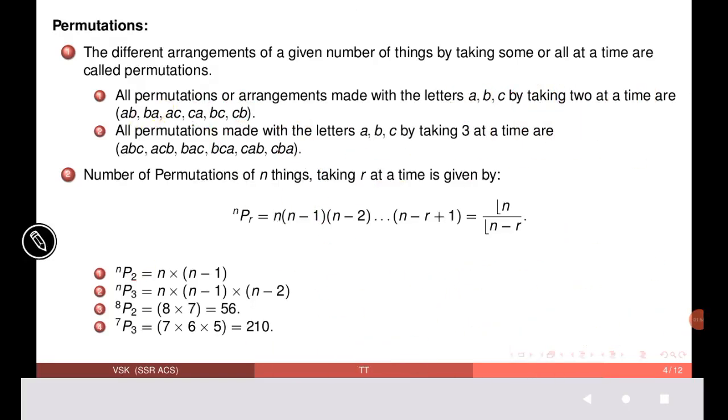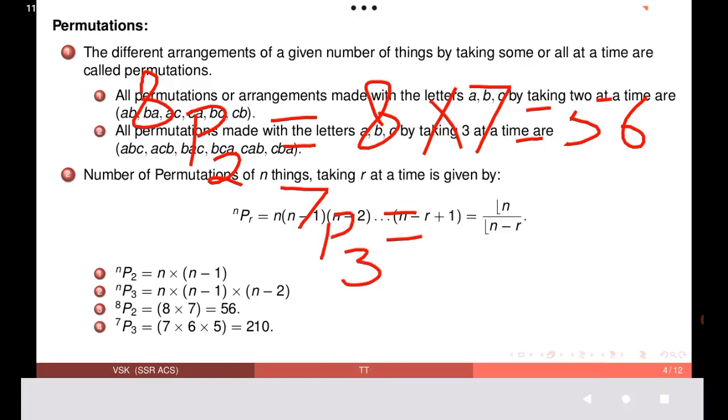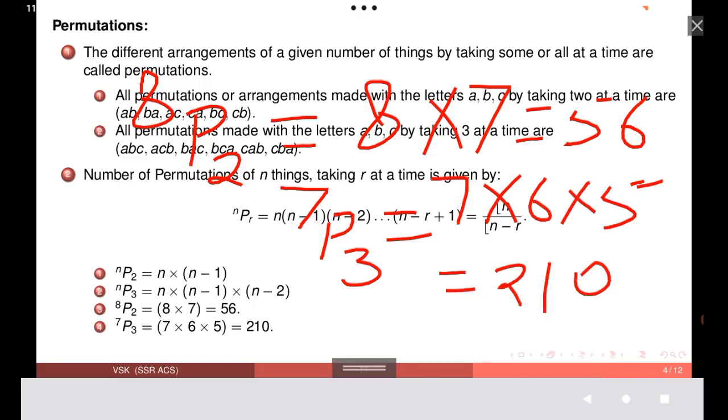8P2. What is the value of 8P2? So two factors we have to write starting with 8. So 8 into 7, that is 56. Then let us say 7P3. So three factors we have to write starting with 7. So 7 into 6 into 5, and that will be total as 210, which is written over here. So like this way you can calculate.